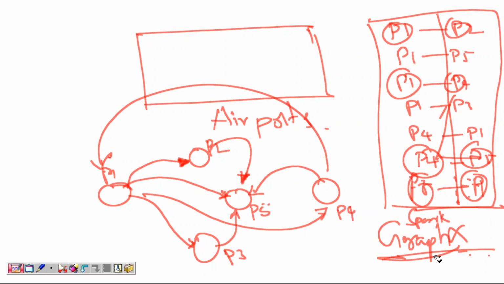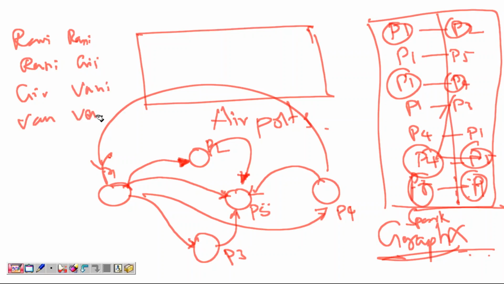Got my question? Suppose Facebook users: Ravi is a user, Rani is a friend. Rani is a user, Giri is a friend. Again Giri is a user, Vani is a friend. Vani is a user, Venu is a friend. Observe this data. Is there a record-to-record connection or not? Is there a connection between Ravi and Giri? In terms of Rani, there is an indirect connection, right? Rani is a friend of Ravi. Giri is a friend of a friend, right?